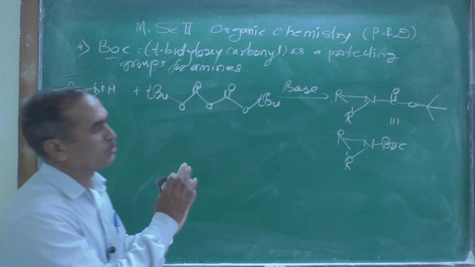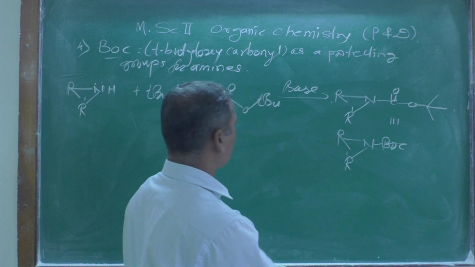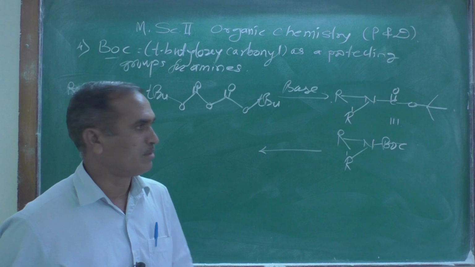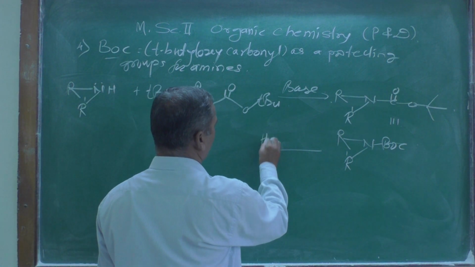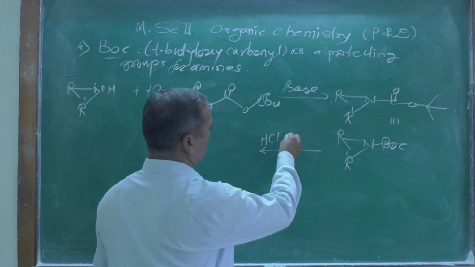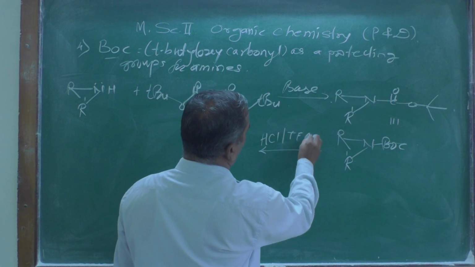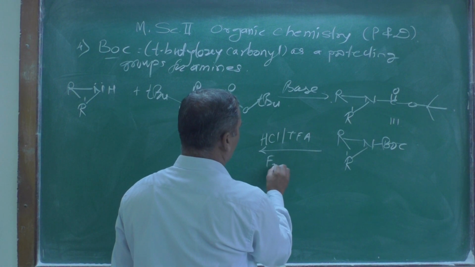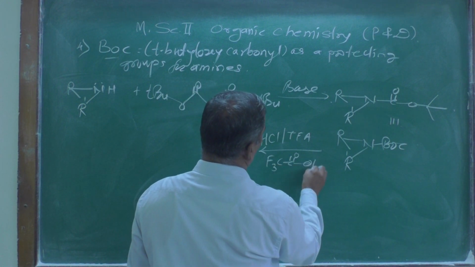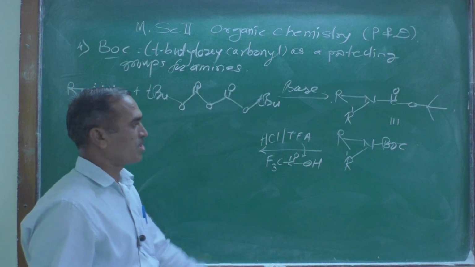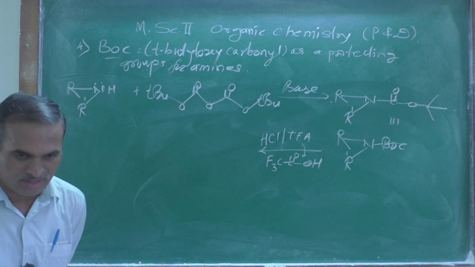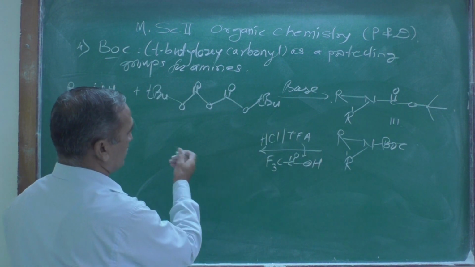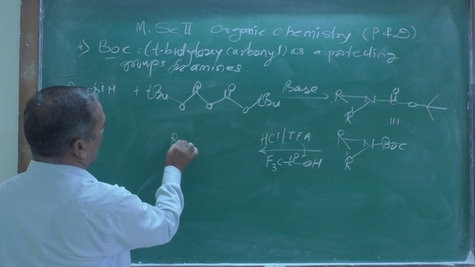Now this is protected amine, and the deprotection can be carried out in a mild acidic condition. You can use hydrochloric acid, or you can use TFA, trifluoroacetic acid. Trifluoroacetic acid means what? F3C, then C double bond OH. This is the structure of trifluoroacetic acid, the source of H plus, and you will get the final product, which is RN.